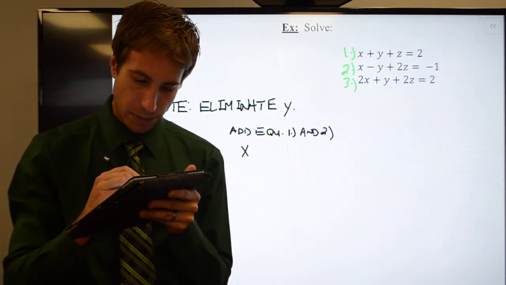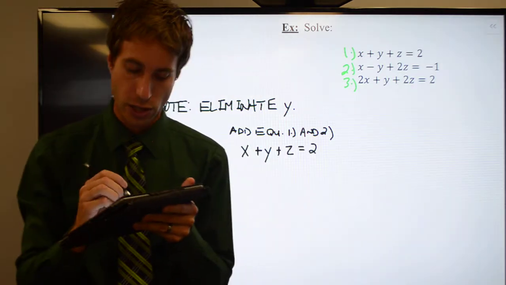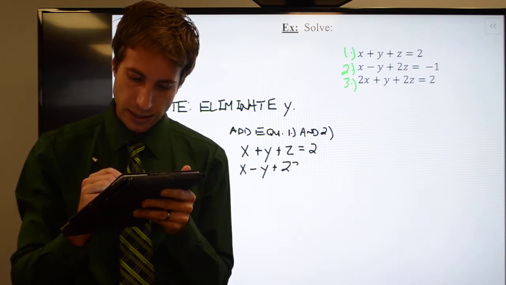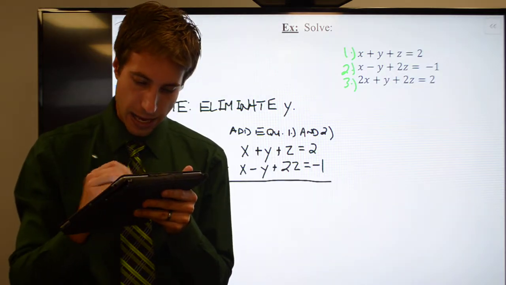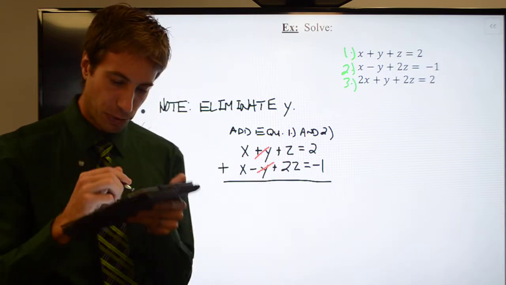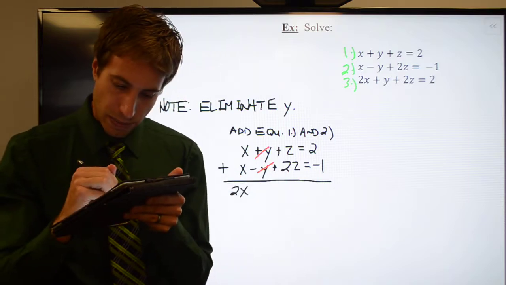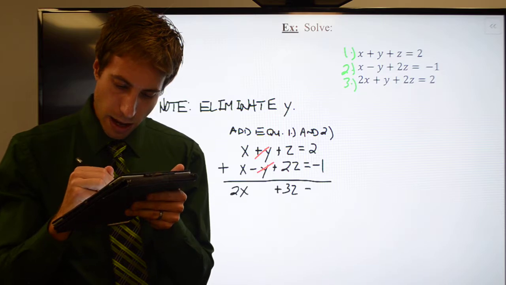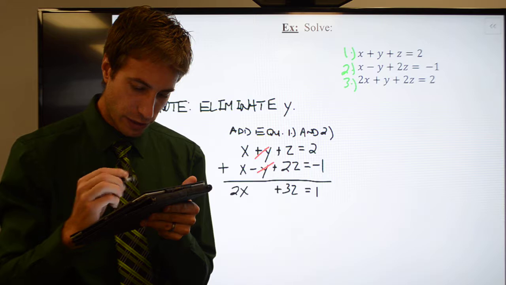All right, here we go. I'm going to have x plus y plus z is equal to 2. That's equation number 1. I'm going to have x minus y plus 2z is equal to a negative 1. That's equation number 2. I add them up. The y's drop out. Fantastic. Keep going. X plus x is 2x. Z plus 2z would be 3z. And I wind up with a positive 1. All right, I just found a new equation.